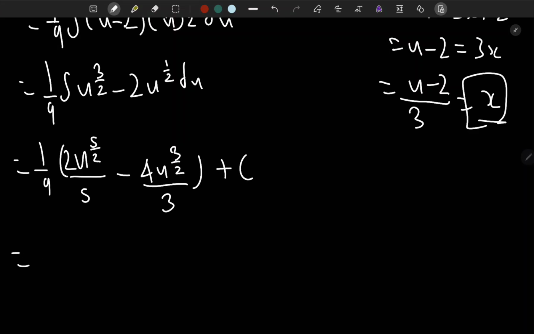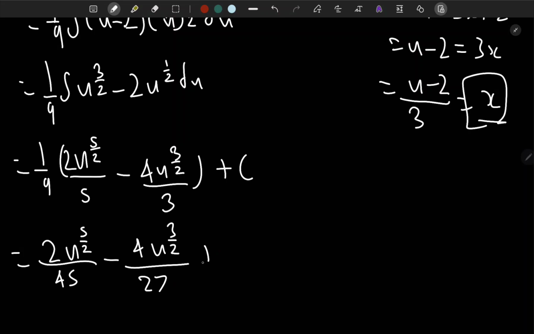And now we can simplify this more. So simplifying this more, it's going to be 2 u to the power of 5 over 2 over 9 times 5, which is 45, minus 1 times 4 is going to be 4 u to the power of 3 over 2 over 9 times 3, which is 27, plus c.